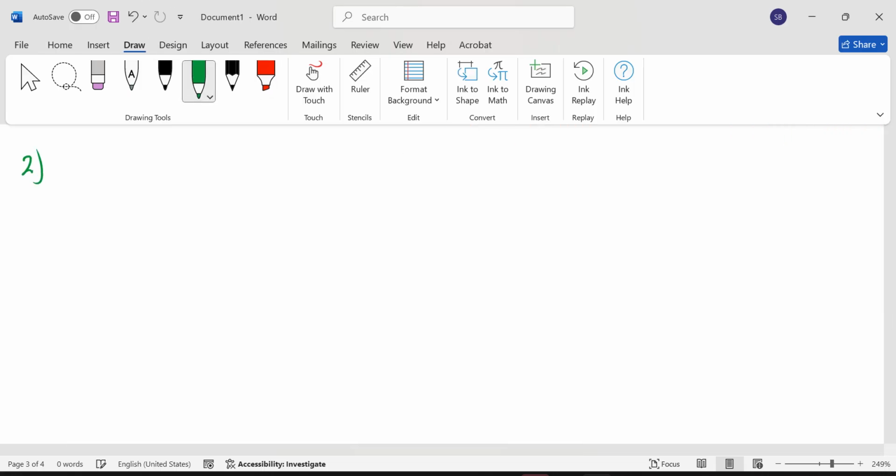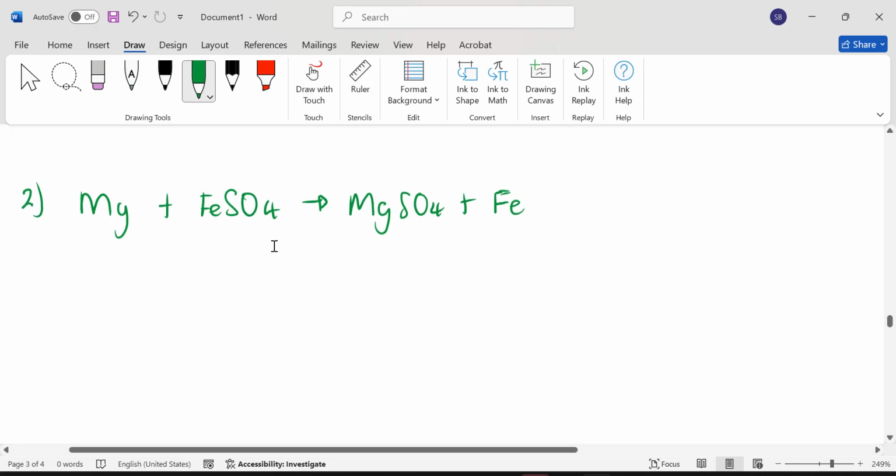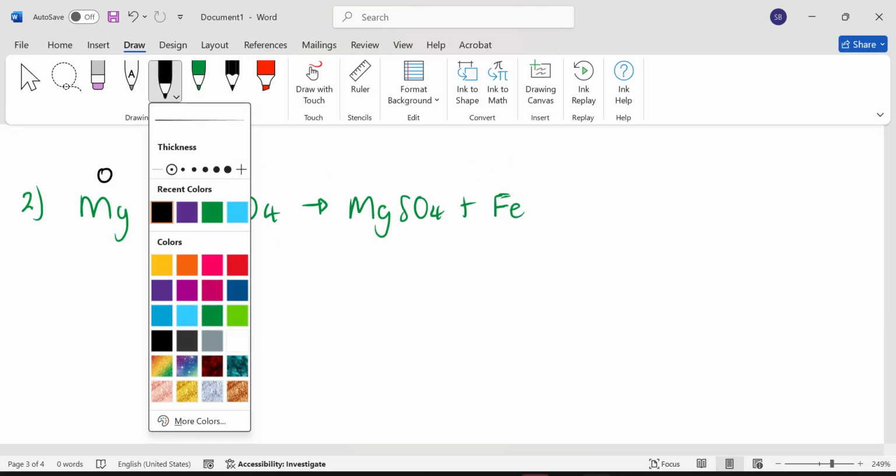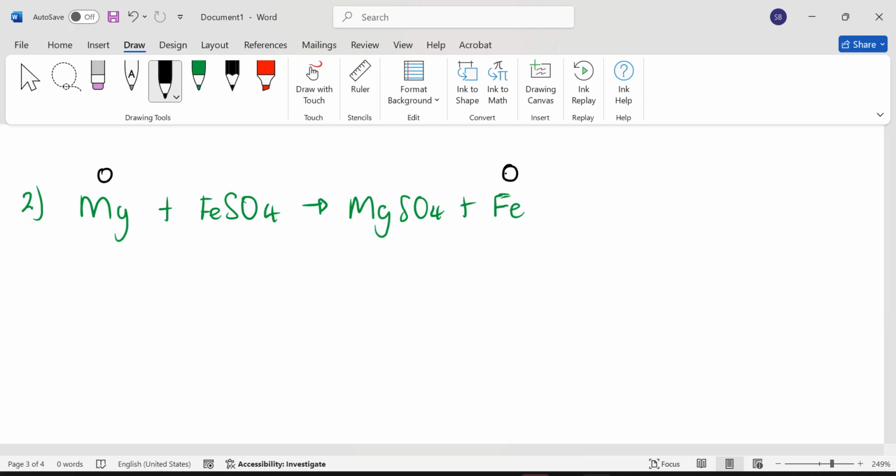So this one would then be we are given magnesium that reacted with iron sulfate, and that forms magnesium sulfate plus iron itself. Now step 1 says identify the oxidation numbers. So what's the oxidation number of magnesium in this case? Yes, you're right, 0. And then iron, aha, 0. Why? Because they are pure elements. Yes.